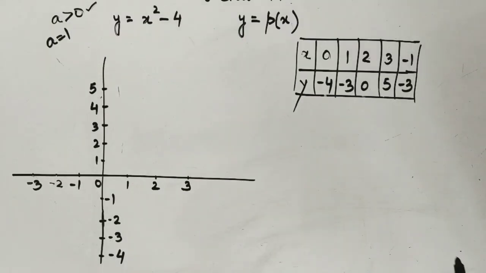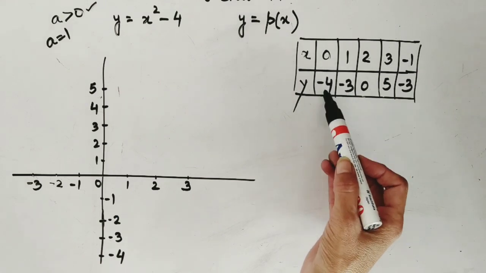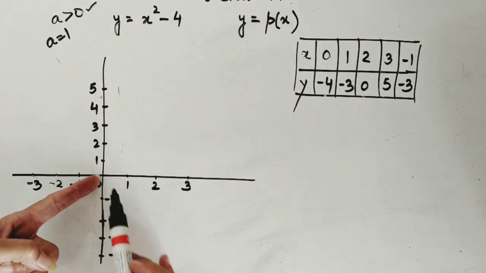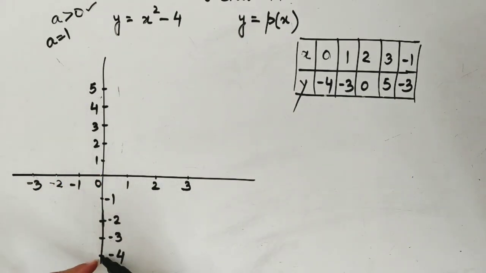So let's begin the plotting. The first one is, if x is 0, y is minus 4. X is 0, 0 is over here. Y is minus 4 is over here. So this is our first location, first point. This point represents 0, minus 4.